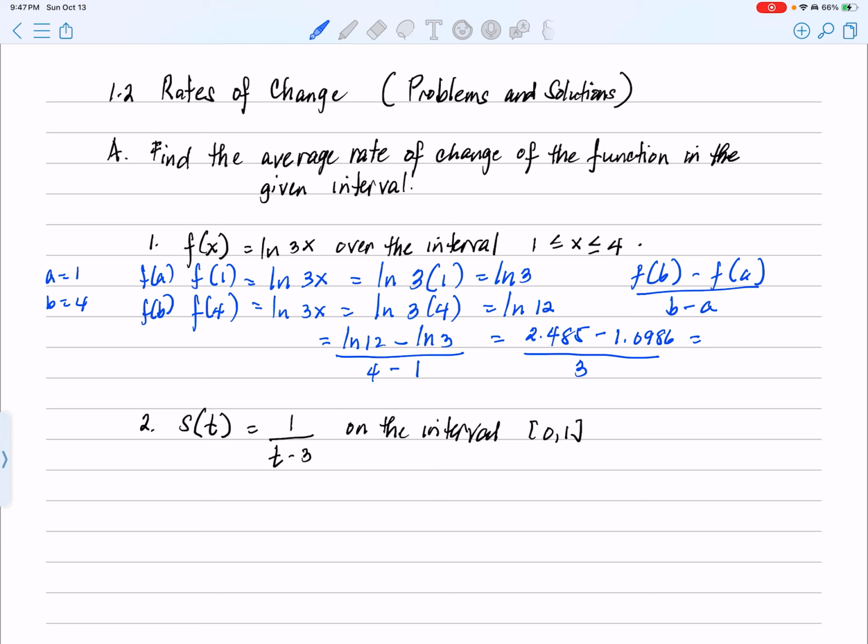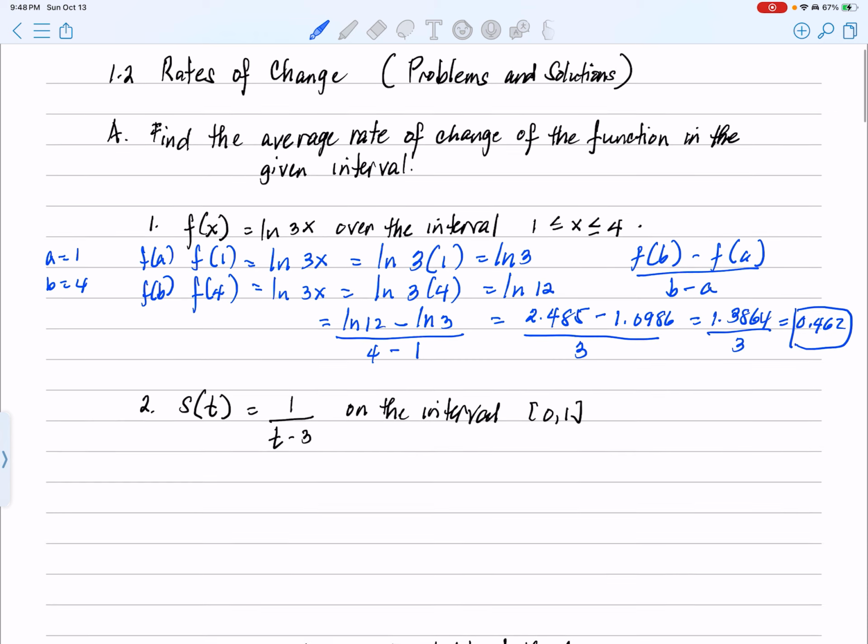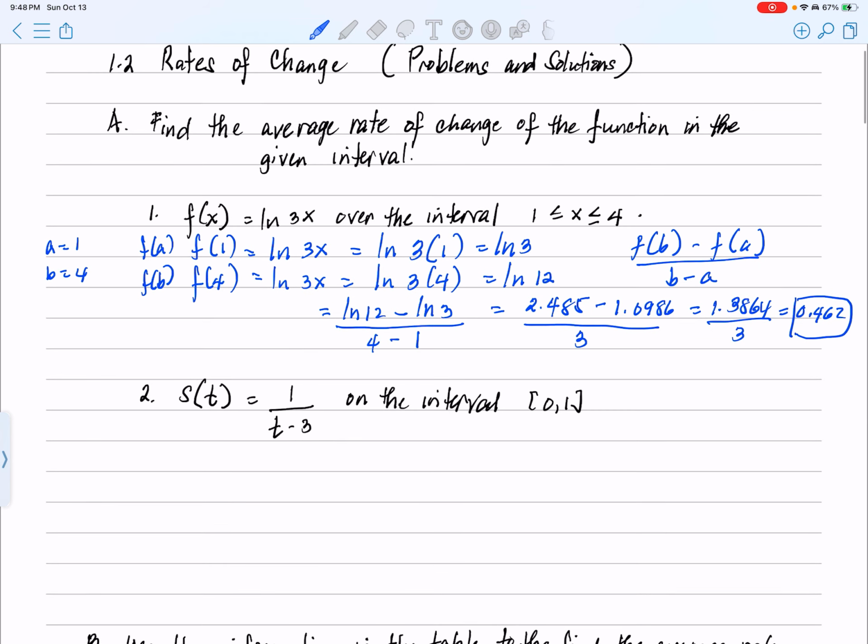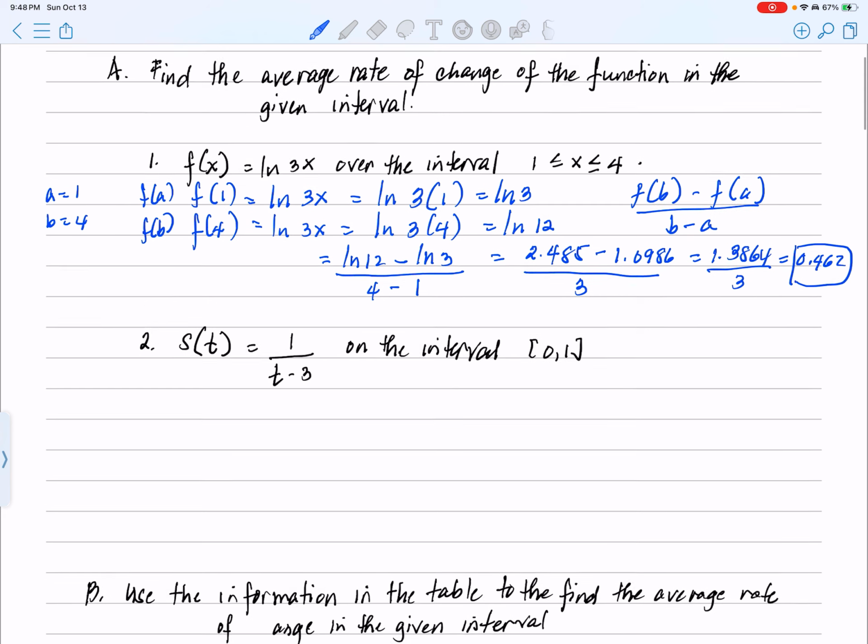So subtract 2.485 minus 1.0986. You come up with 1.3864, divided by 3. And that would be equal to 0.462. And this is the rate of change in the interval of 1 to 4 with a given function of natural log 3x.